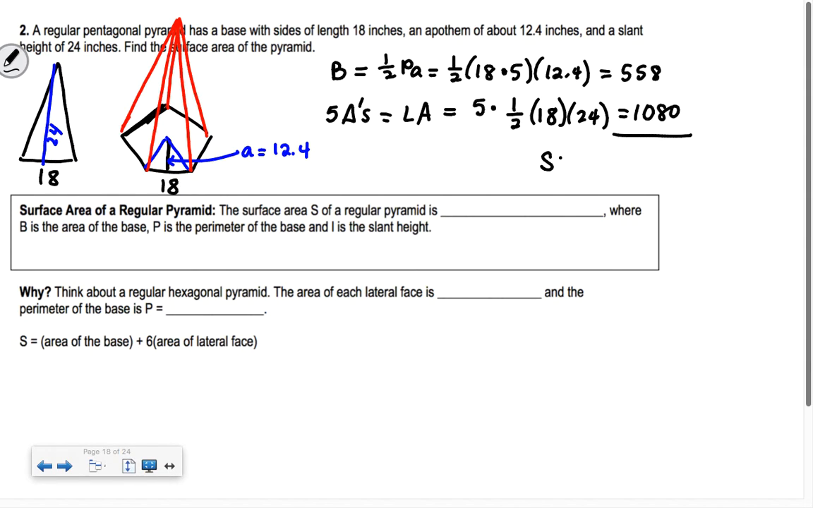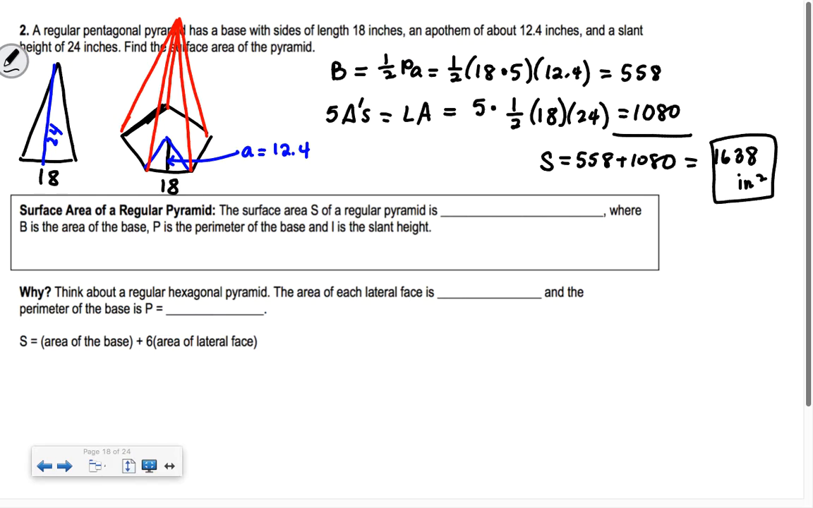So our total surface area is going to be those 2 added together. So 558 added to 1080, so 1638. Did you guys all get it? Okay. So that's what we would do if we're doing one piece at a time. We found the 5 triangles, we found the bottom.